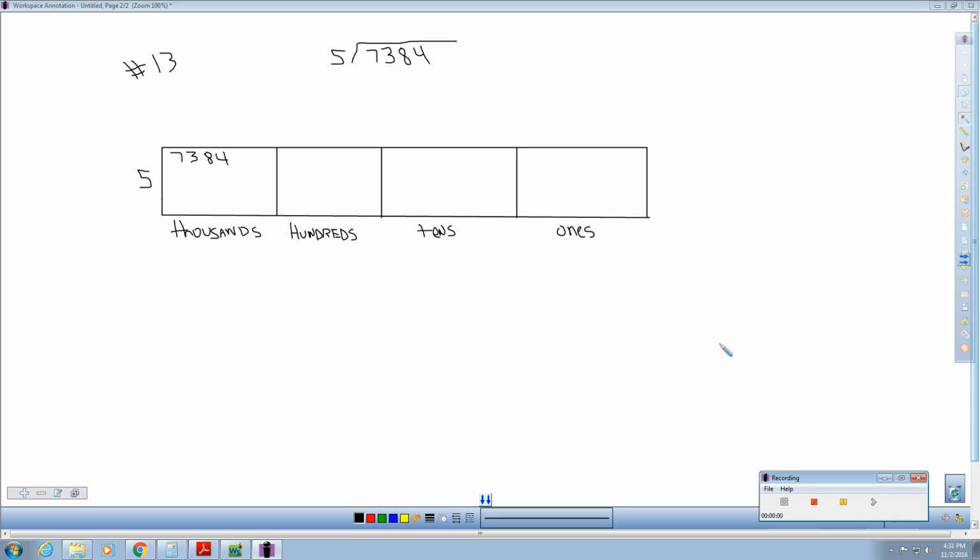We're going to do division using the area model. So we're going to divide 7,384 divided by 5. Alright, so let's break it up into some boxes. We need 4 boxes to do this one.